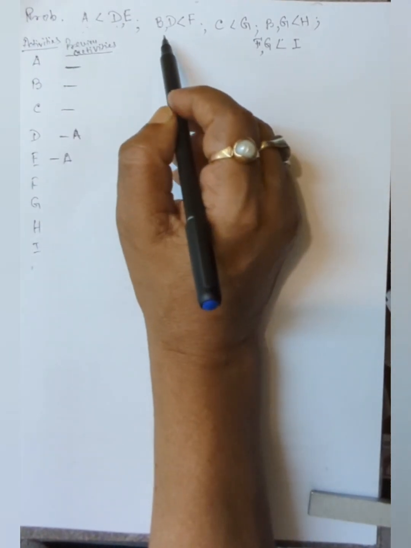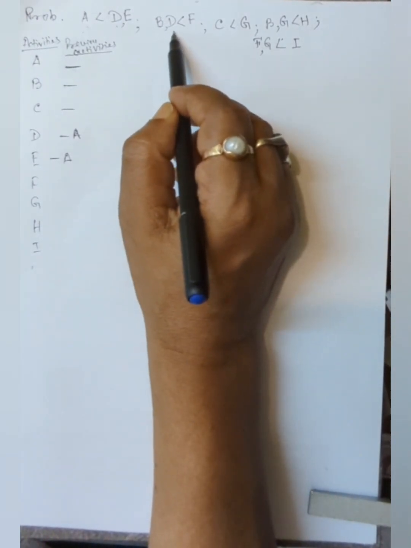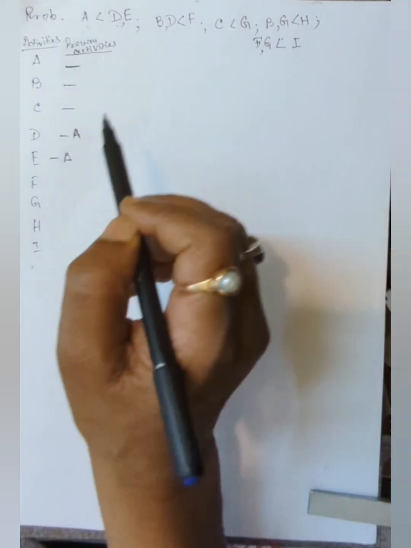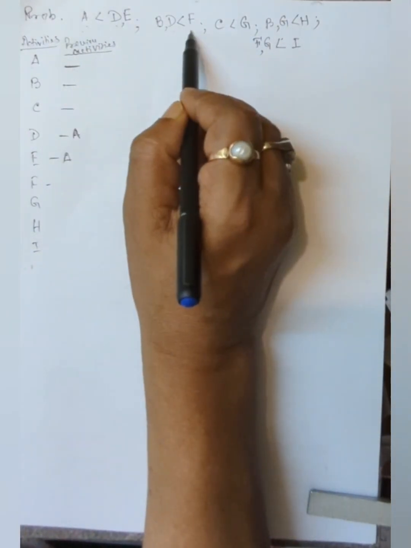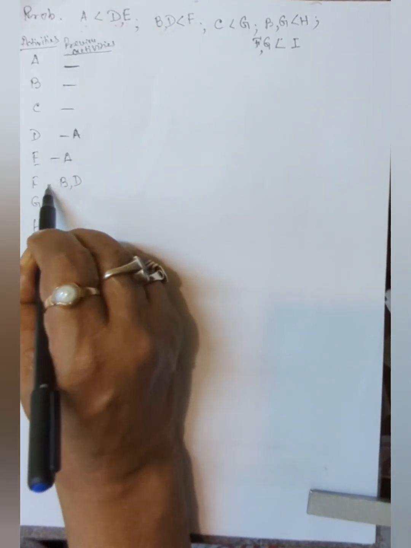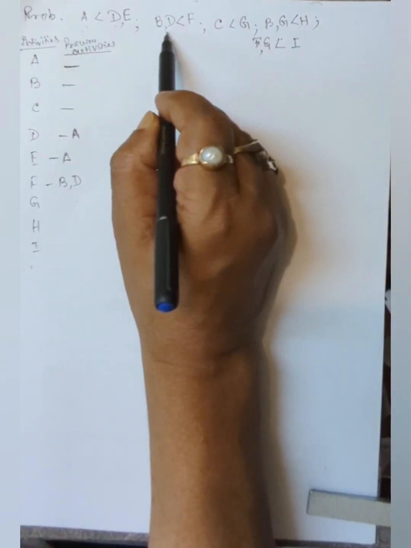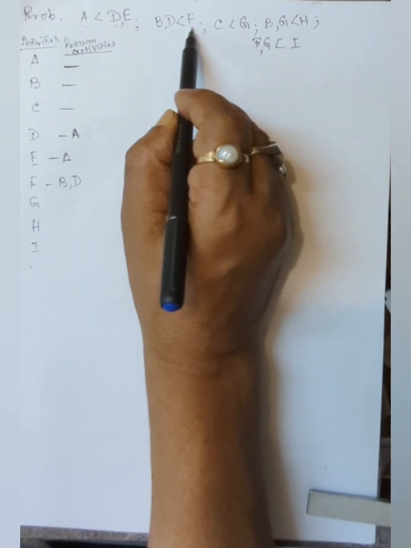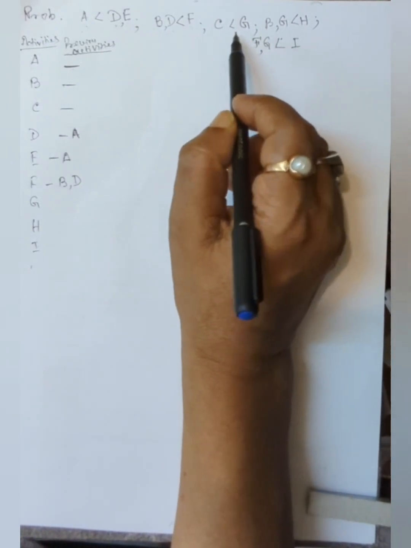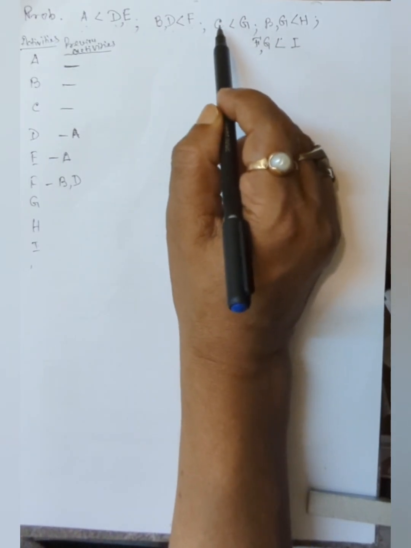B I have already noted. D, I have already noted. Then F. For F, the previous activities you have to complete are B and D. These activities are to be completed to start F. C < G, that means C has to be completed to start G.